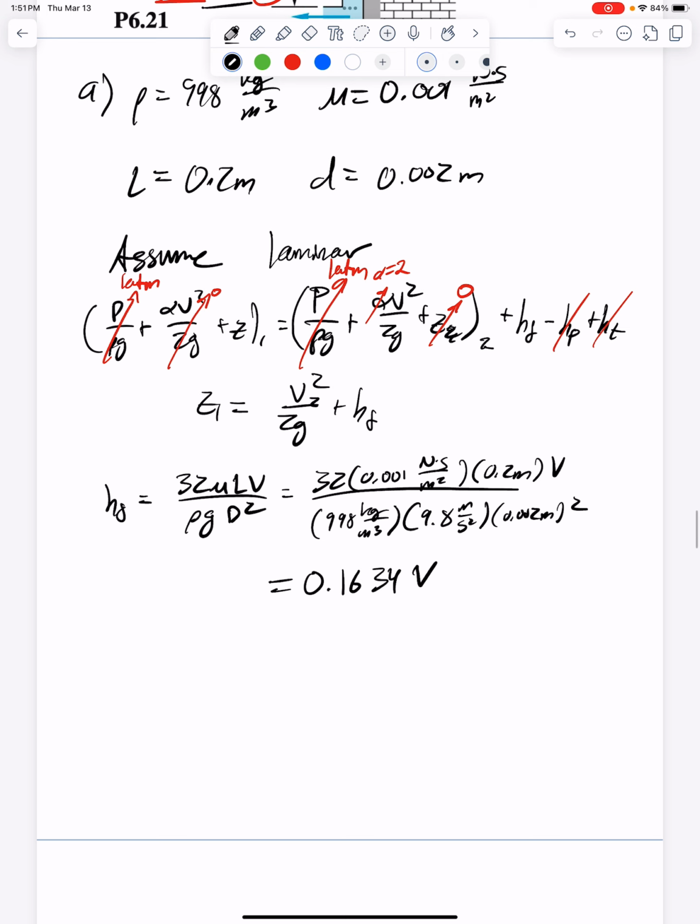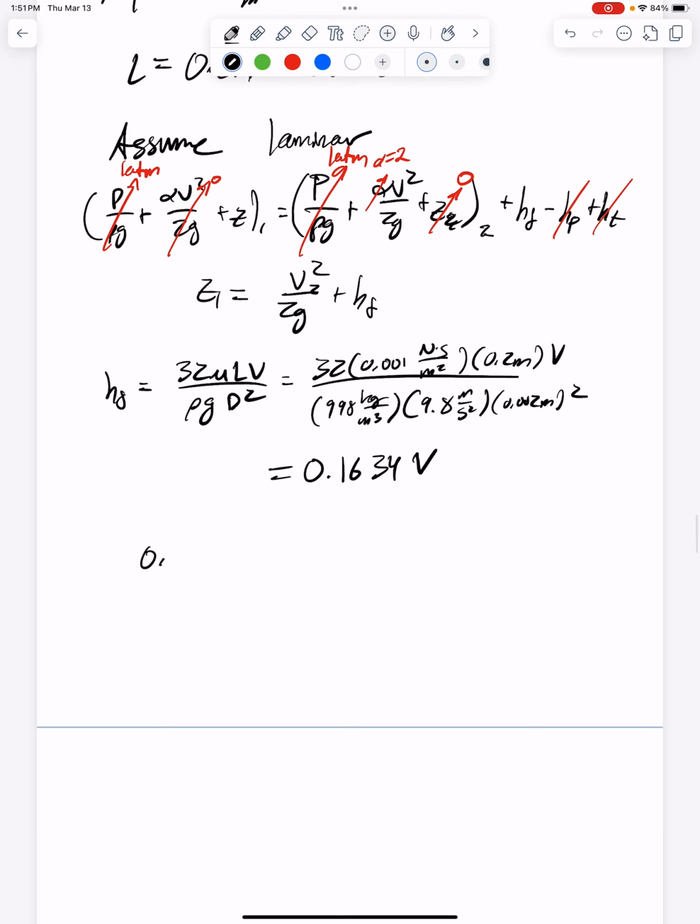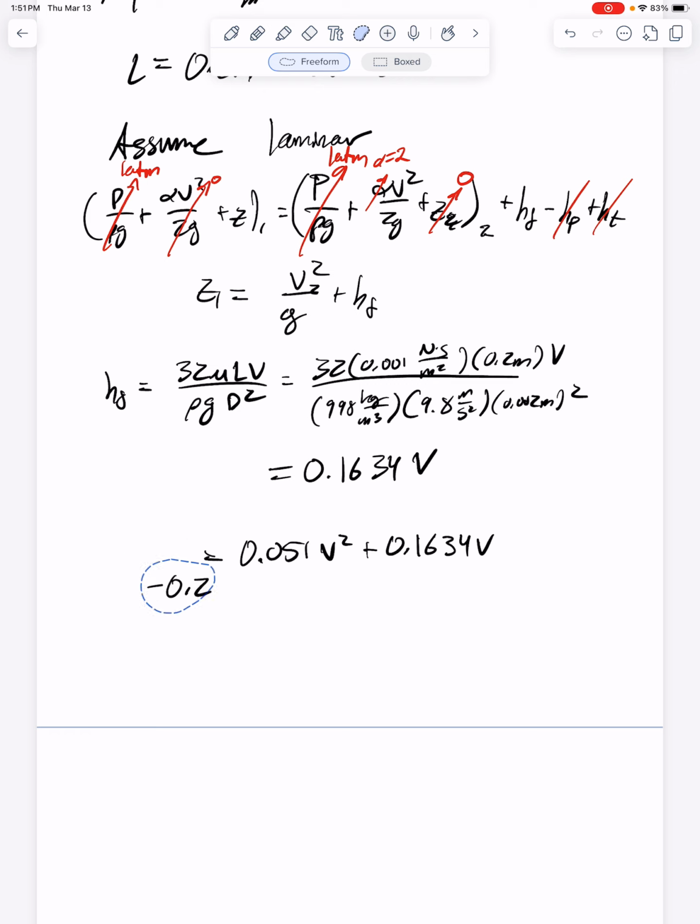But substituting this head loss equation into this equation up here, Z1, that's 0.2 because that's the height of the overall system from point 2 to point 1. Second term, V squared over 2G, which is V squared, 1 over 2G should give you 0.051, and I'll keep the V squared here, plus our new term, which is the head loss, 0.1634 V. As you see, we have a quadratic equation. If I move this term over, I could solve via the quadratic formula.